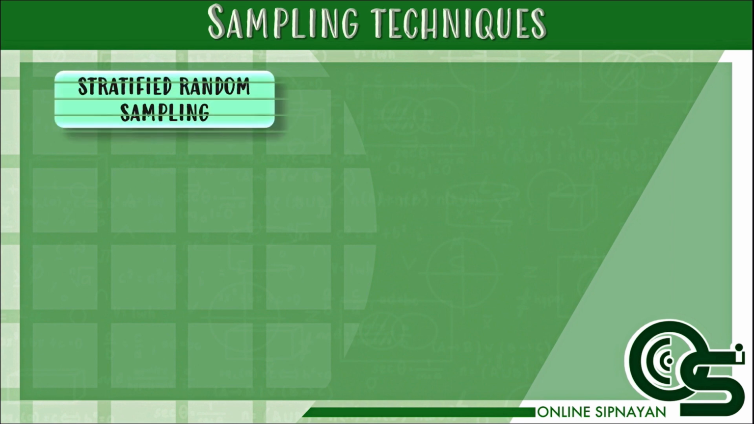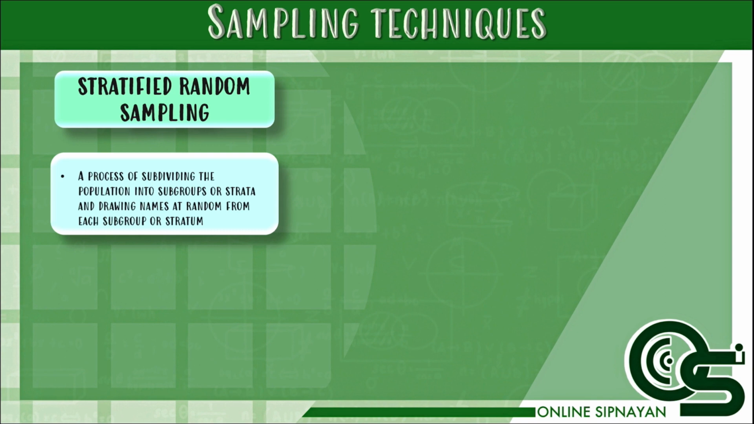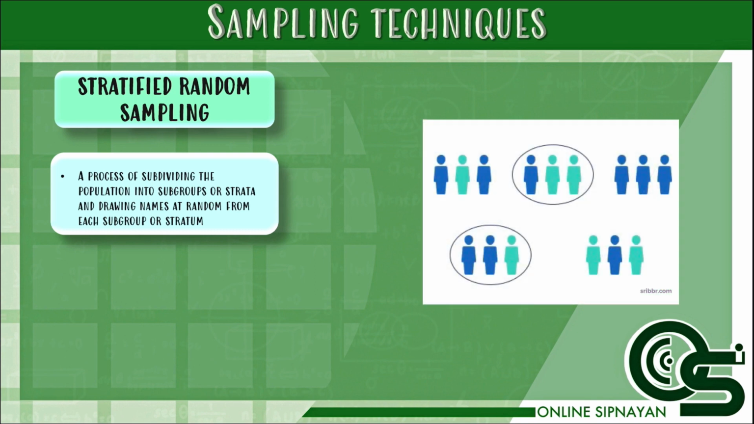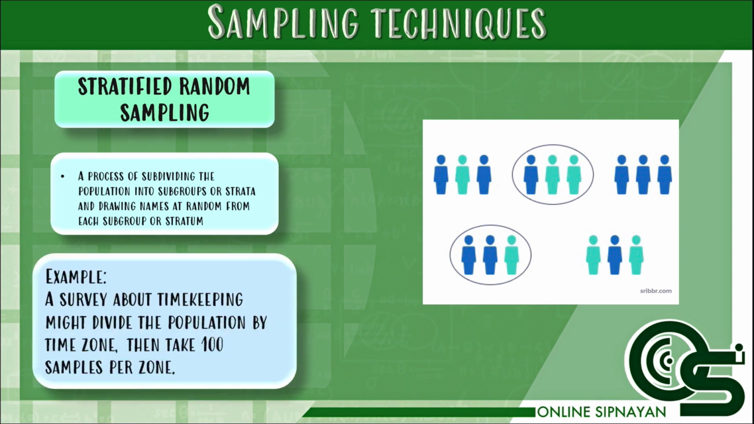Next is the stratified sampling, which is a process of subdividing the population into subgroups or strata and drawing names at random from each subgroup or stratum. To make this more understandable for you, let's have an example. We conduct a survey about timekeeping, and with that, we can divide the population by time zone, and then that will be the time for us to take 100 samples per zone.